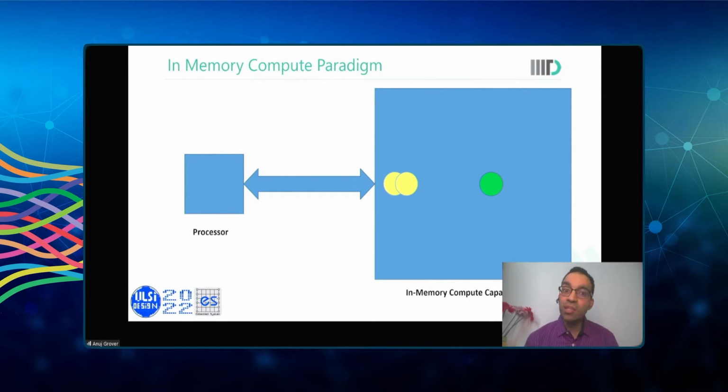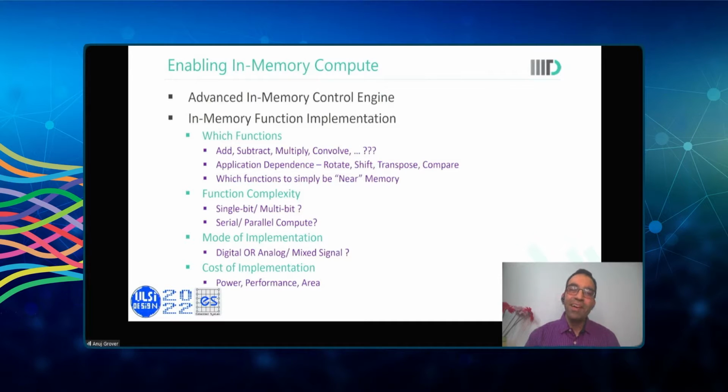That is what is in-memory compute. But what does it require? To enable in-memory compute, you clearly need to have an advanced in-memory control engine. You also need to see which functions to implement inside the memory. It's not very simple. While add, subtract, and probably multiply operations can be easily implemented inside the memory, convolution involves much more juggling. Then there could be some application dependent function also.